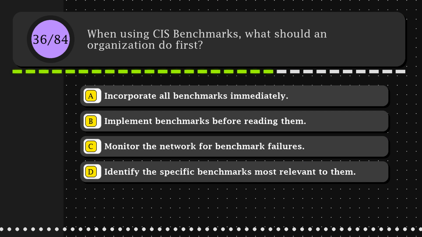Option A, incorporate all benchmarks immediately. Option B, implement benchmarks before reading them. Option C, monitor the network for benchmark failures. Option D, identify the specific benchmarks most relevant to them.